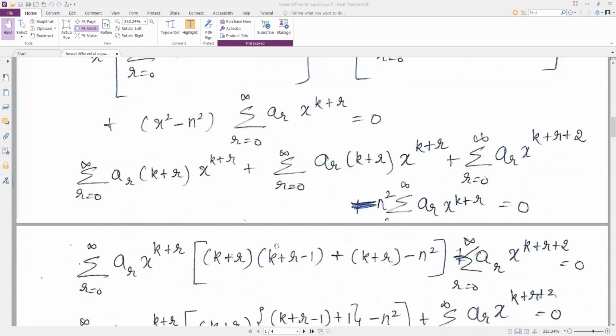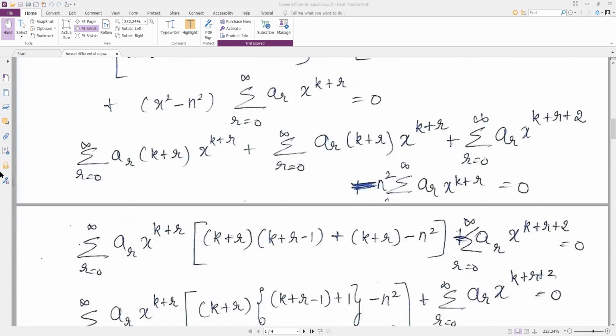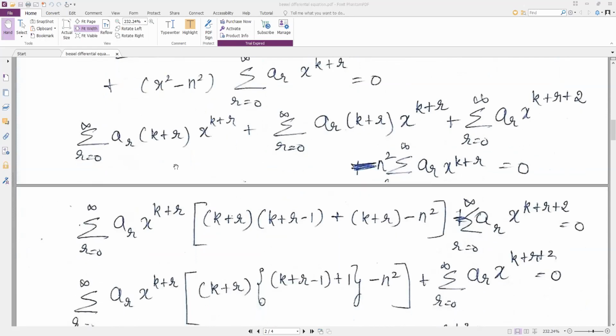So now let me collect the terms. Now I'll collect the terms containing x to the power k plus r. Which are the terms that contain x to the power k plus r? This as well as this. So a_r x to the power k plus r is common in all the three terms. So take it out. Then inside you will get k plus r, then k plus r minus 1, plus k plus r minus n square. So here k plus r minus n square.